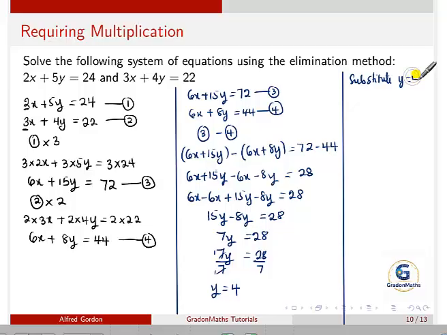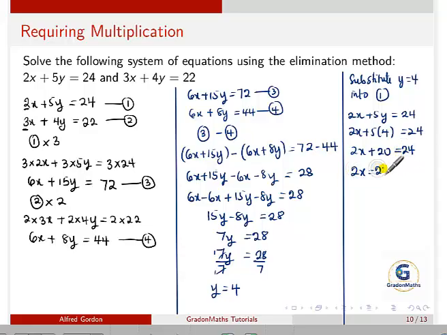Okay, y is equal to 4, so we can use our original equation, equation 1. We have equation 1 to be 2x plus 5y is equal to 24. And we know y is 4, so we have 2x plus 5 multiplying 4 is equal to 24. That multiplication gives us 2x plus 20 is equal to 24. Okay, so 2x is equal to 24 minus 20, which gives us 4.